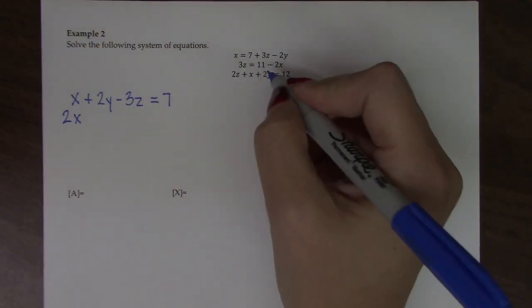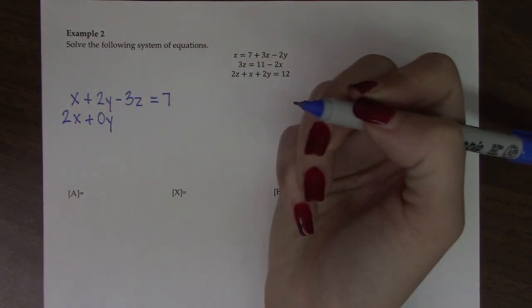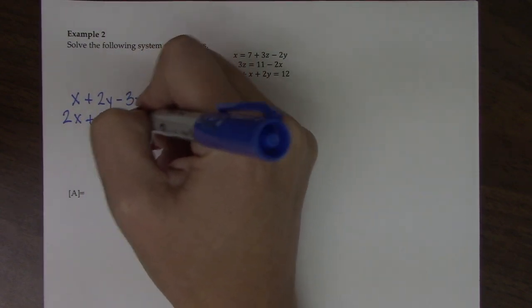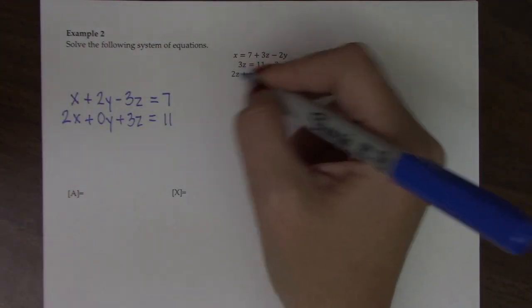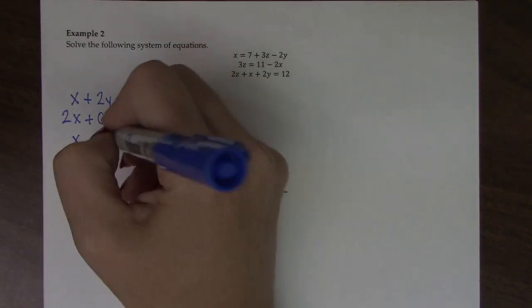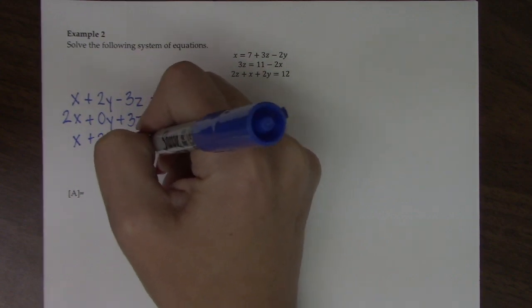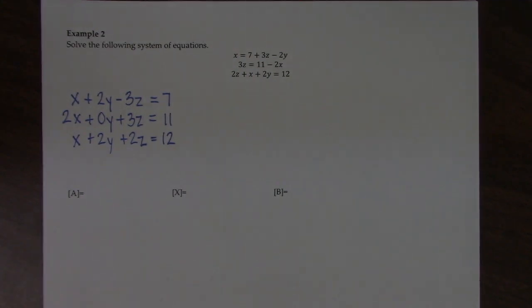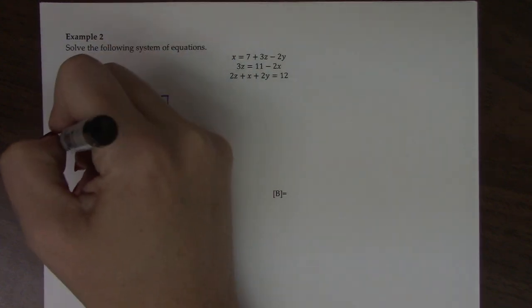I do not have a y in this equation, so a good thing to do is just put 0y, because we want to make sure we're accounting for every variable. The 3z is already on the left, that's positive, and so all I'm left with is 11. For the last equation, all the variables are on the correct side, but I just need to reorganize them, so it's x plus 2y plus 2z equals 12.